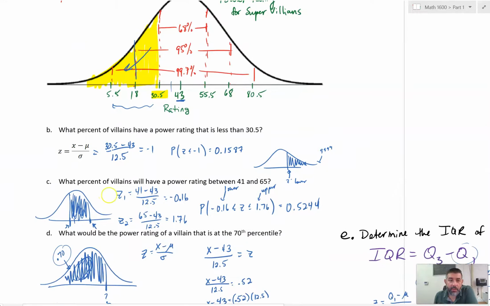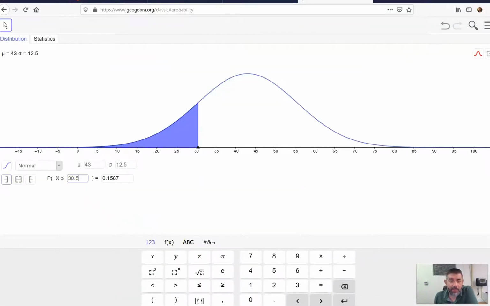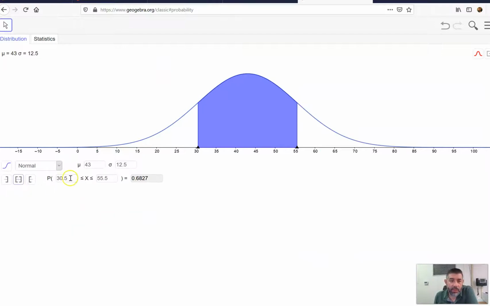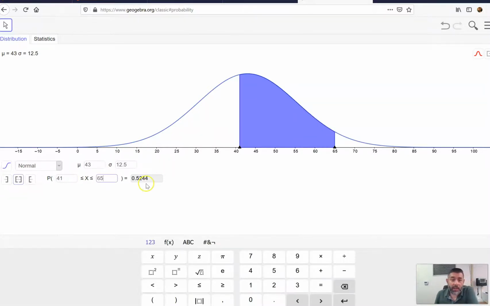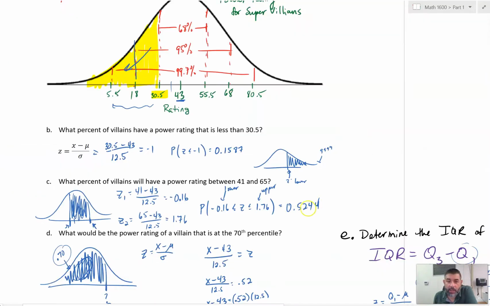Let's take a look at another one. How about between 41 and 65? Pretty easy. For between, we're going to use this one there. We're going to go 41 and 65, and keep the other values the same. Remember to hit enter, otherwise it won't give you these things here. So we got 52.44%, 0.5244. Is that what I got? It is. Look at that.